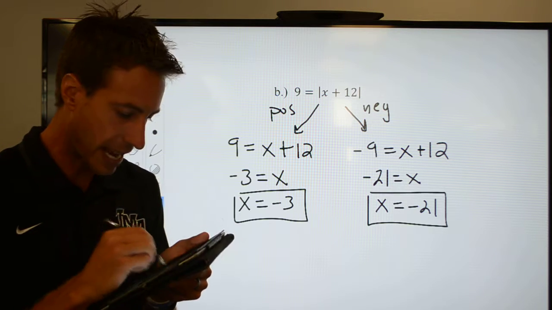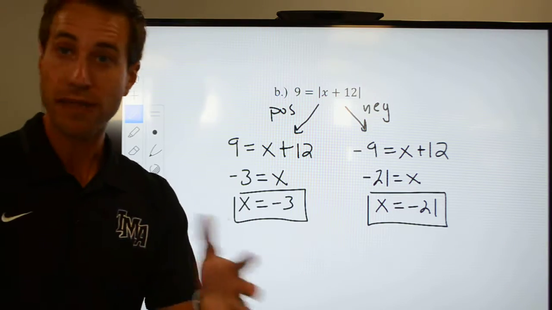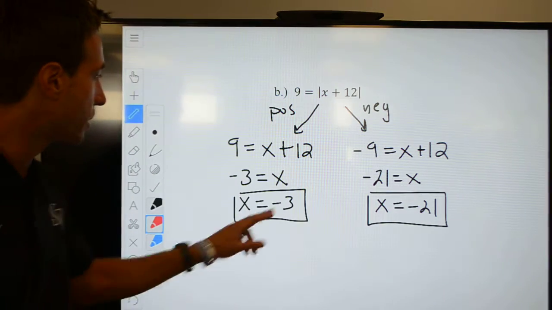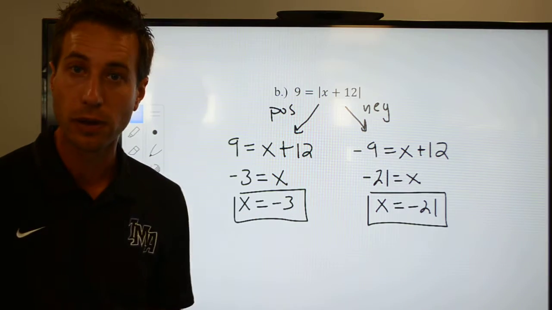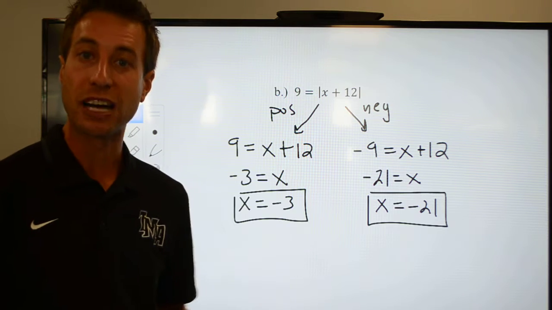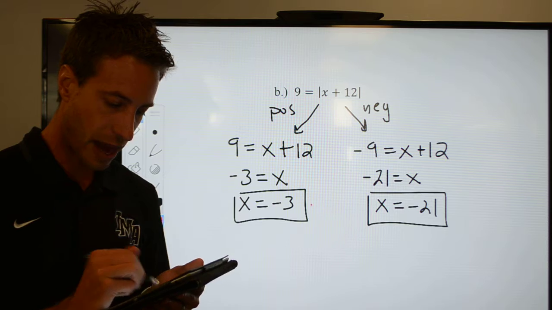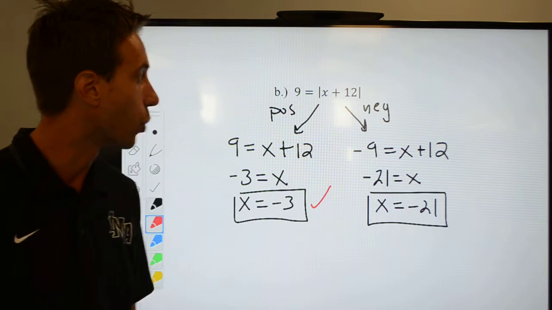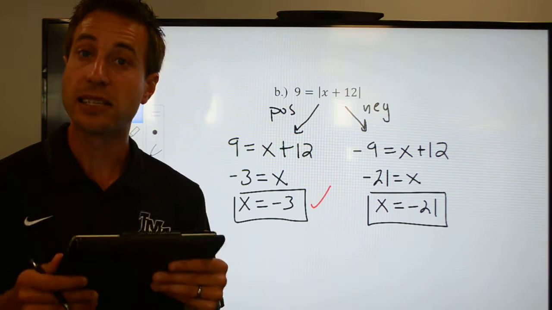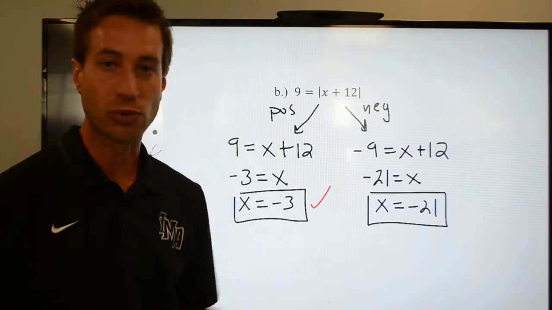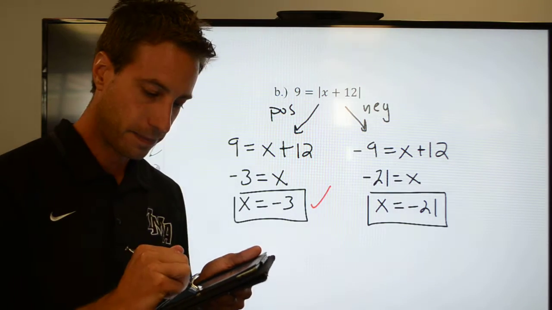Awesome. There's both my answers, but now remember, you do need to check these answers because one of them might not be right. So here we go, negative 3. I plug in a negative 3. Negative 3 plus 12 is 9. The absolute value of 9 is 9, and I have 9 is equal to 9. That one checks out. Let's try the negative 21. Plug in a negative 21. Negative 21 plus 12 is a minus 9. Take the absolute value of a minus 9, you get 9, and 9 will be equal to 9.